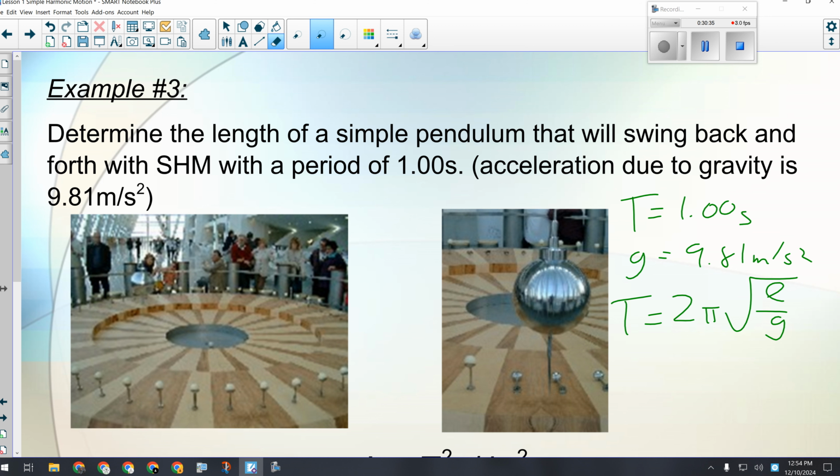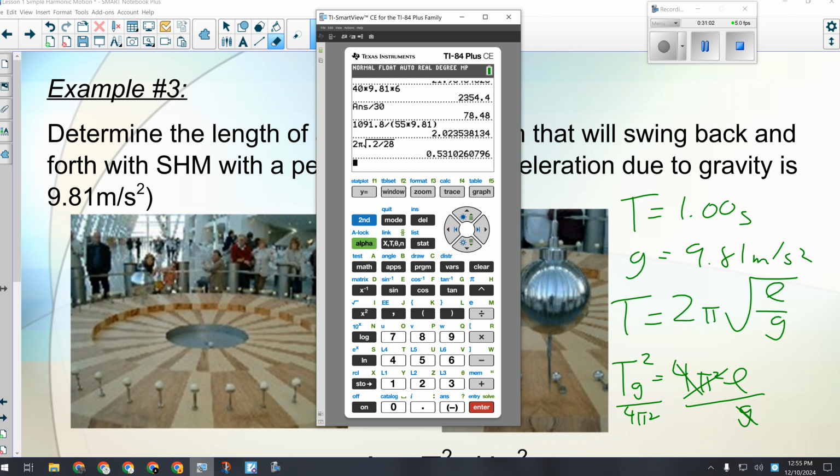As we were saying before, if I want to solve for anything other than period, I've got to square everything. So T squared equals 4 pi squared times L over G. Now that I've squared everything, now I can start moving things around. I multiply both sides by G, divide both sides by 4 pi squared. That's going to leave me with L, and then I just have to plug in my numbers. 1 squared is 1, times 9.81, so I just got 9.81 on the top, divided by 4 pi squared. So that pendulum would be about 25 centimeters long.